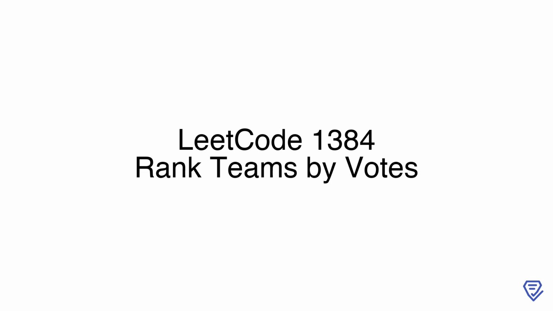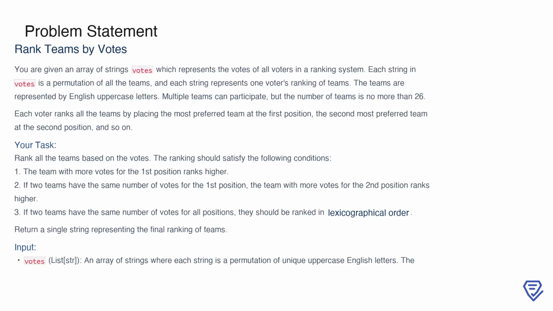Welcome to this walkthrough of problem number 1384, rank teams by votes. In this problem, we'll explore how to rank teams based on votes using efficient algorithms. By the end of this session, you'll have a solid understanding of how to approach and solve this challenge. Let's get started. In this problem, you are tasked with ranking teams based on votes provided by voters.